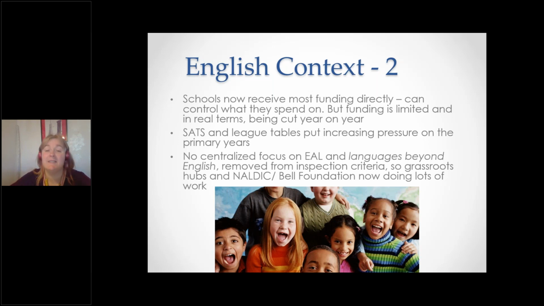And SATs and league tables are putting increasing pressure on learning and teaching in the primary years. So all of this has meant that there has been no centralised focus on EAL and languages other than English. It's not part of the inspection criteria, and essentially it is now down to a number of foundations such as NALDIC and the Bell Foundation and grassroots hubs doing much of the work.